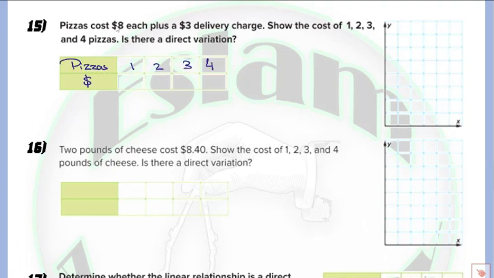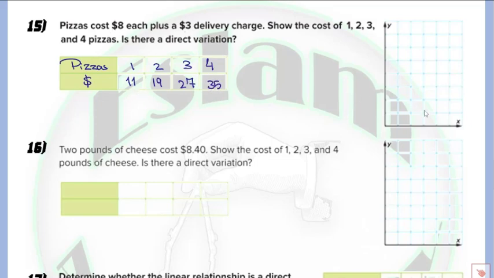If we just order one pizza, we will pay $8 plus 3 for delivery, so it will be equal to 11. We need 2 times 8 equal to 16, plus 3 equals 19. 3 times 8 equals 24, plus 3 equals 27. 4 times 8 equals 32, plus 3 equals 35.